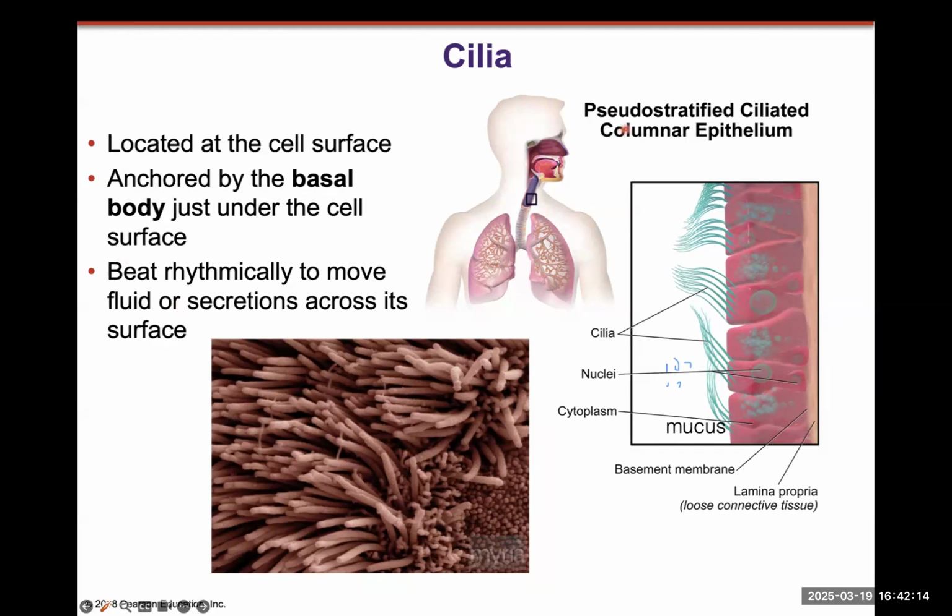And the name of this tissue is pseudostratified ciliated columnar epithelium. That is referring to this tissue here.